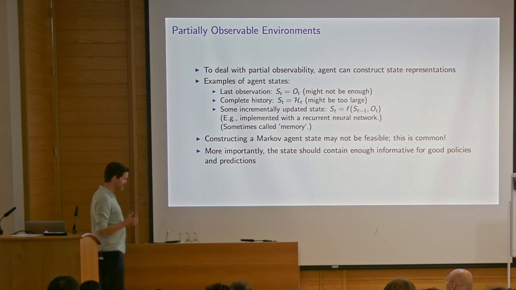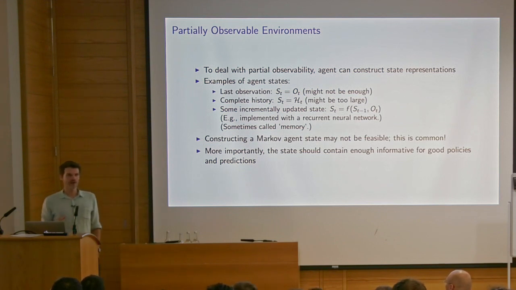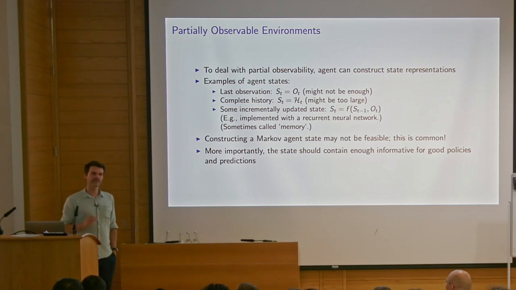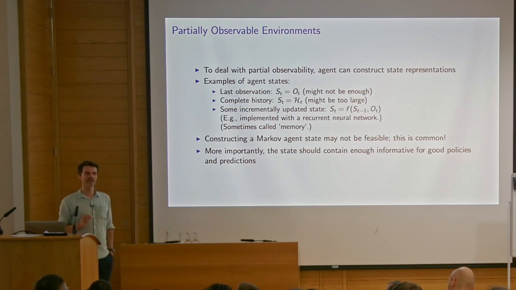Right. So the question is, if I understood correctly, actually two questions. One is, if you have a short history rather than just look at the current observation, does that then violate the Markov property? And the answer to that is, it depends. A short history, the problem there is the short bit. A short history might not be enough to still have all the information.